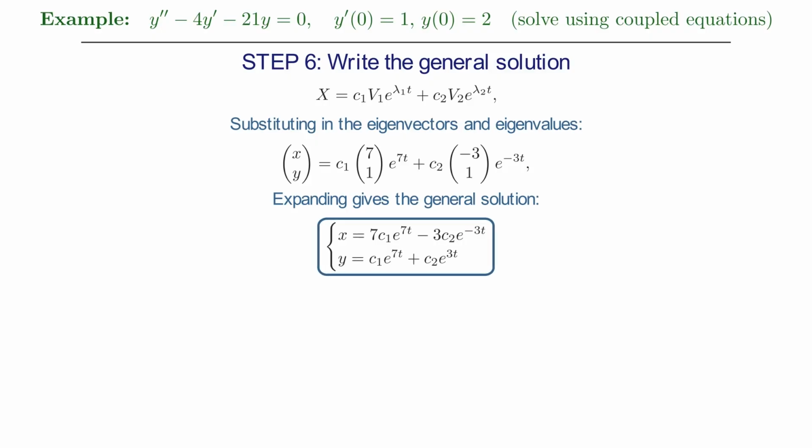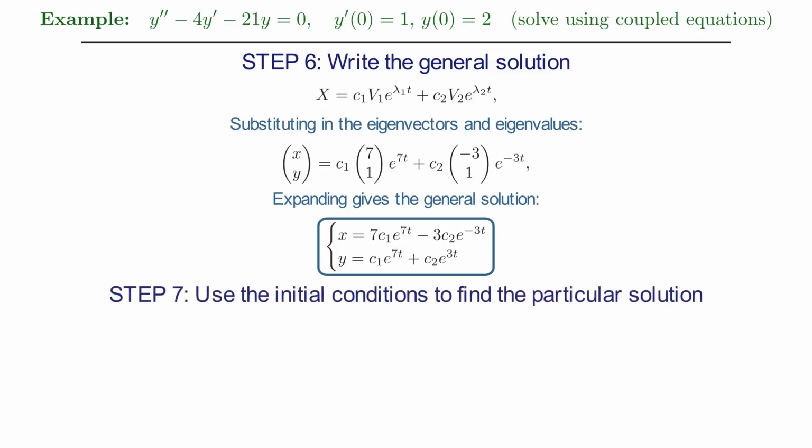So to find the values of the constants c1 and c2, we can use the initial conditions to get the particular solution. So the initial conditions are that when t is equal to 0, y is equal to 2, and y prime, which is x, is equal to 1. Putting that into the equations we had for the general solution, we get that 1 is equal to 7c1 minus 3c2, and 2 is equal to c1 plus c2.